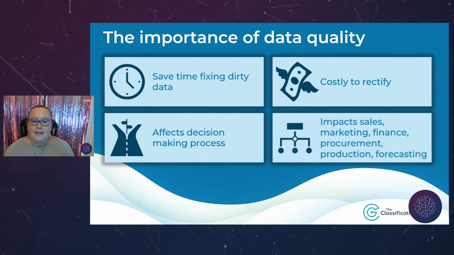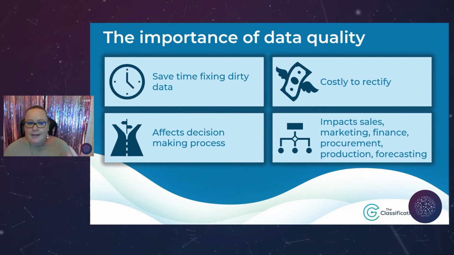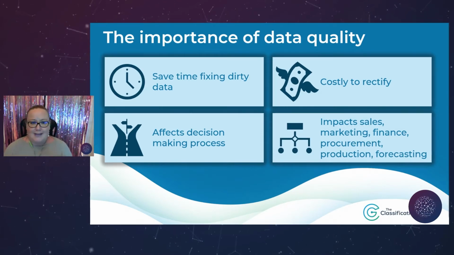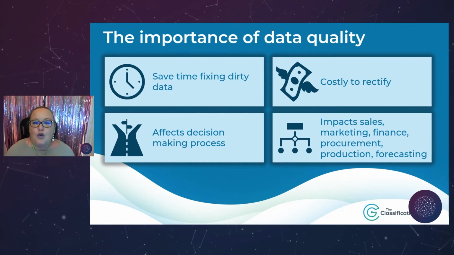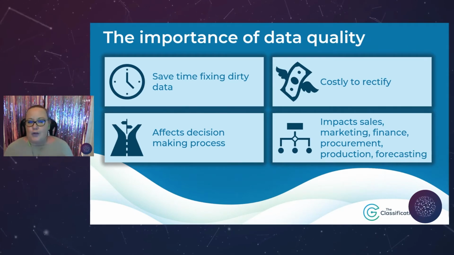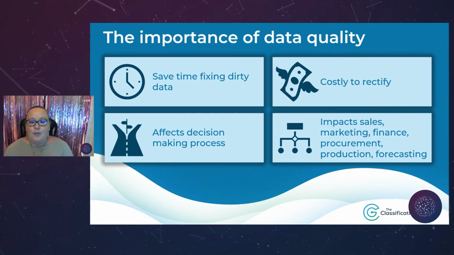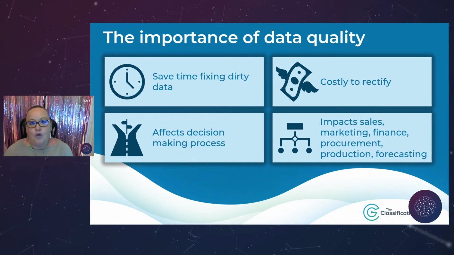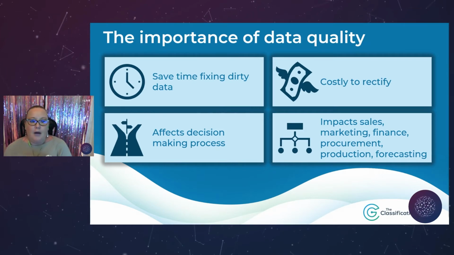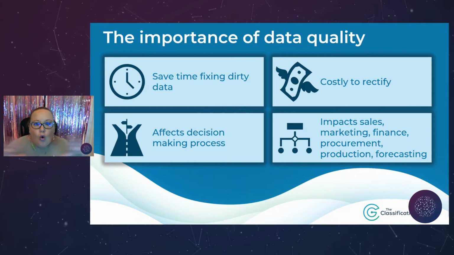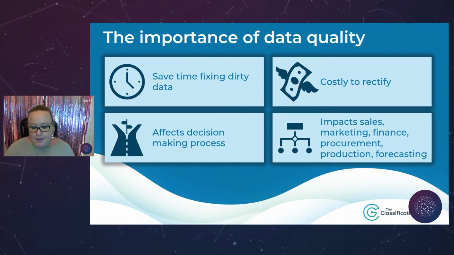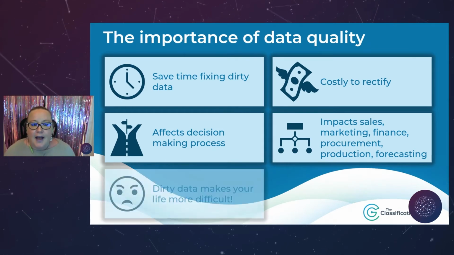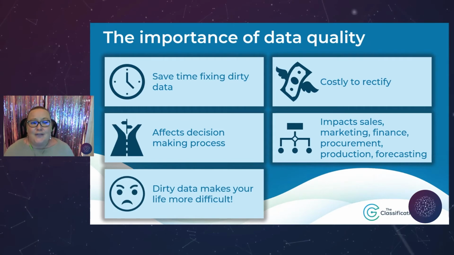But it's not just spend analytics. I mean, this affects sales, marketing, procurement, finance, production, forecasting. Imagine that sales and marketing have come up with a plan to run a big promotion on a product, and inventory and procurement don't know about it. So they don't know to plan for more product. They don't know to buy more raw materials in. It can really affect the whole organisation. It's not just your department or your team that this can affect. And let's face it, dirty data makes our lives more difficult, and who wants that?